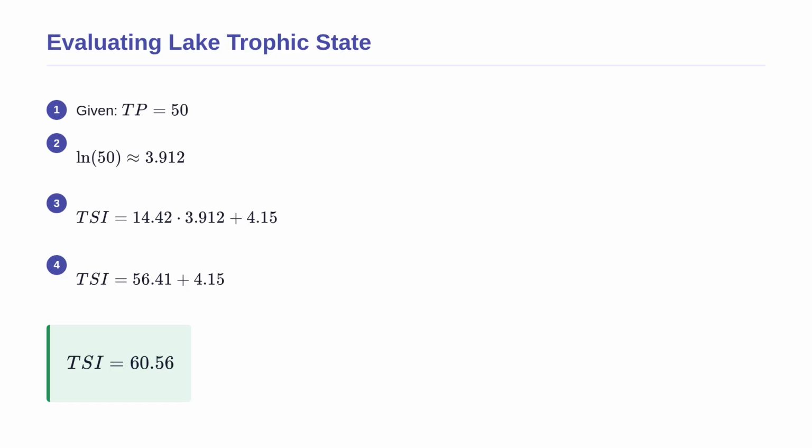Next, we substitute this value back into our main equation, multiplying it by the scaling factor of 14.42. This gives us 56.41. Finally, we add the constant 4.15, yielding a final TSI score of 60.56. Because any score above 50 indicates a highly enriched, eutrophic lake, this tells us the ecosystem is in severe danger from agricultural runoff.